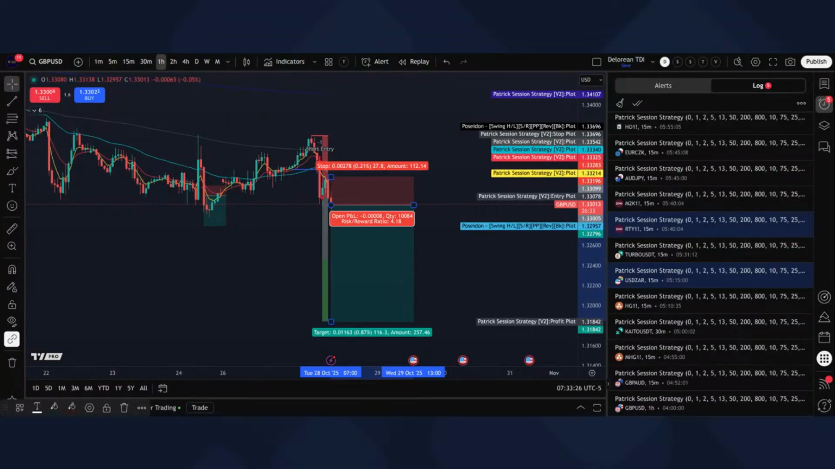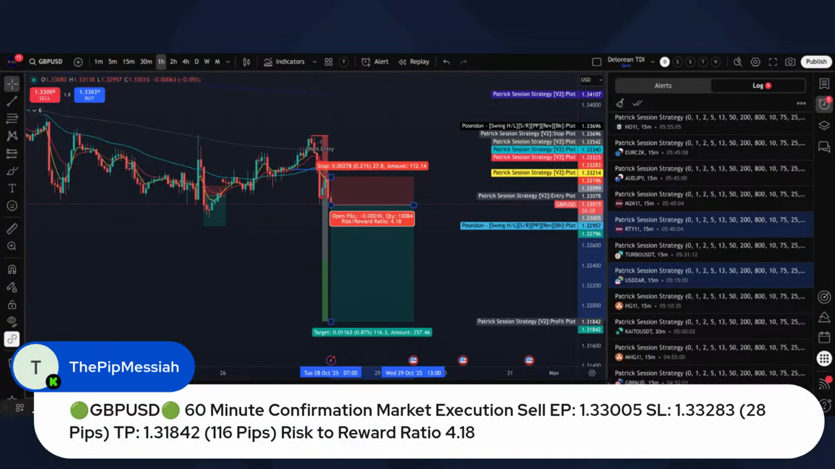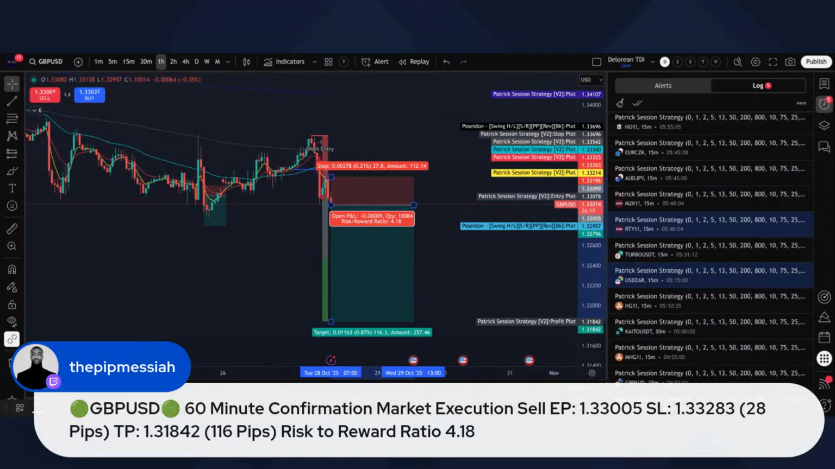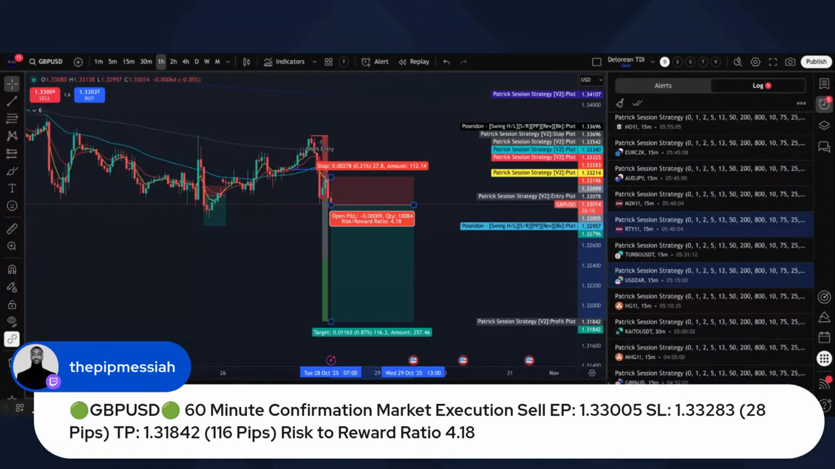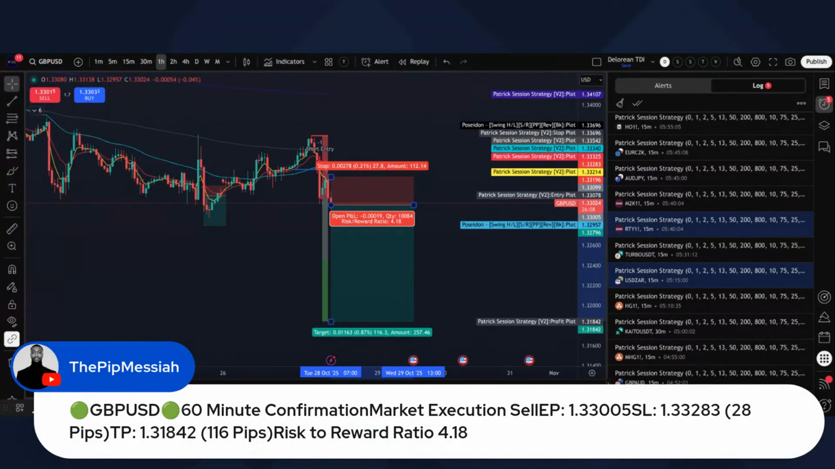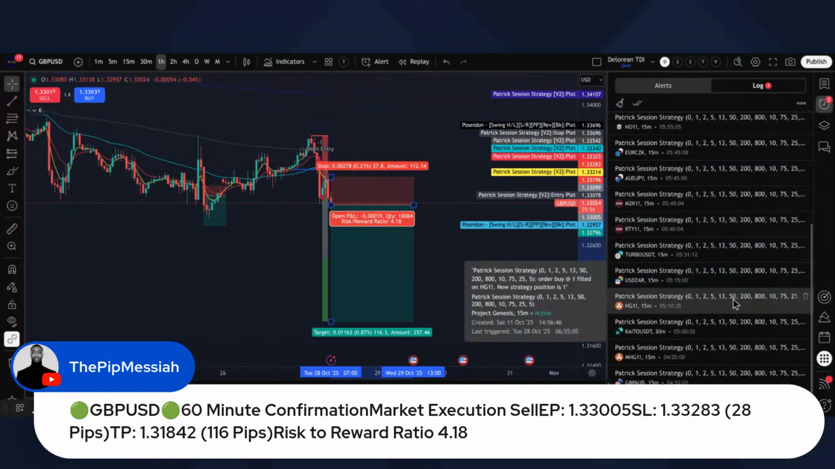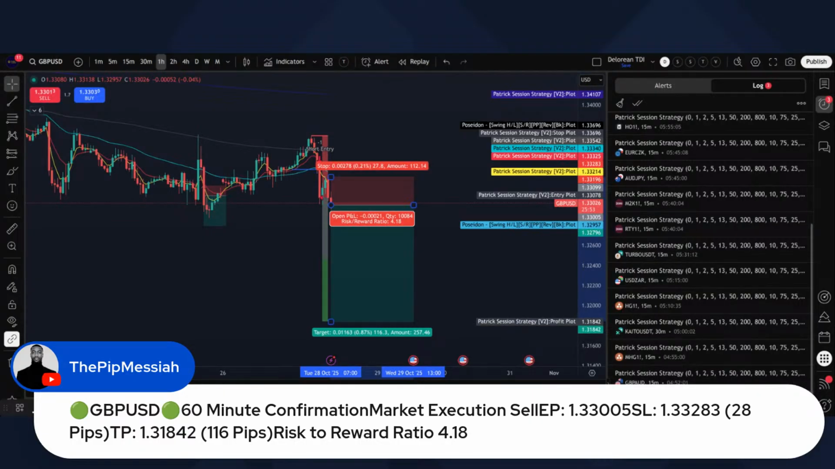All right, here we go. First call of the day, Great British Pound versus the United States dollar, 60-minute confirmation, market execution sell. Entry price is 1.33005. Stop loss is 1.33283. Take profit is 1.31842 for 116 pips. Risk to reward ratio of 4.18. Again, that's Great British Pound versus the United States dollar on a sell.